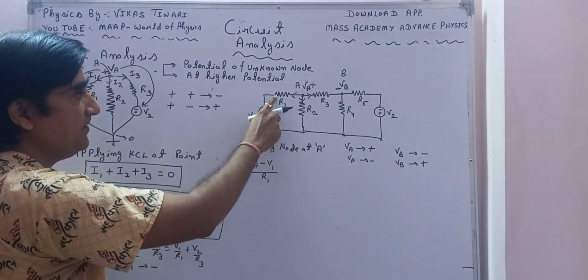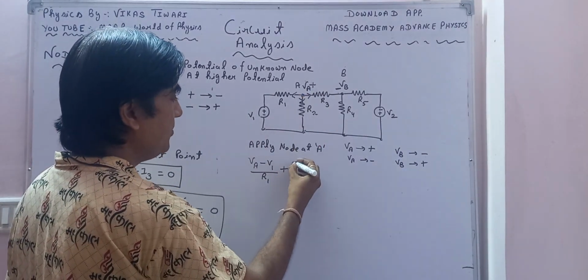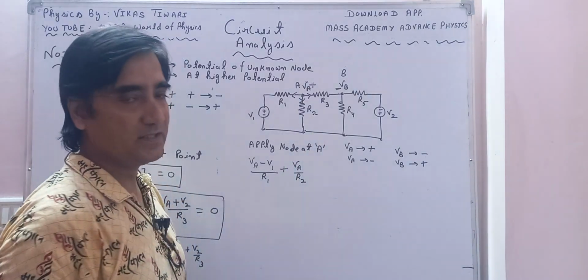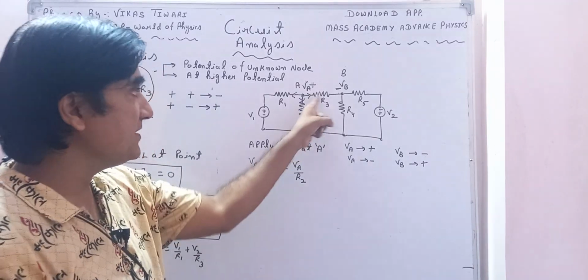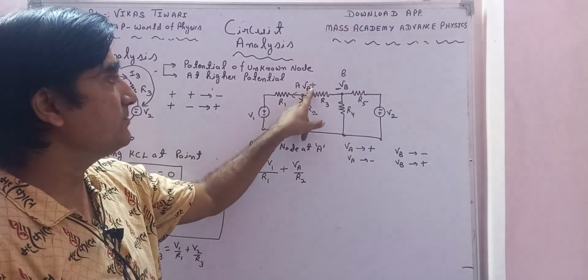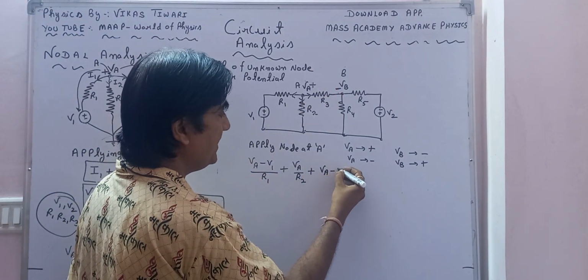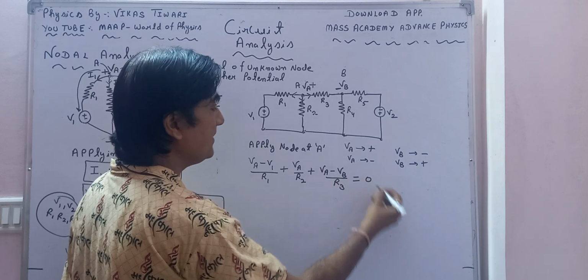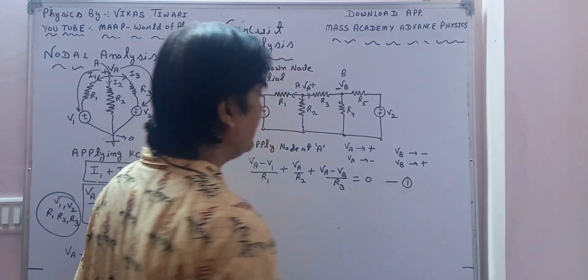So VA minus V1 upon R1, okay, plus in this particular branch VA upon R2, because there is no other voltage source in this particular branch, and here also there is no voltage source, but there is a potential difference between VA and VB, which can be written as VA minus VB upon R3, and the sum of all the currents is equal to 0. So this is the very first equation. Put it as equation number 1.